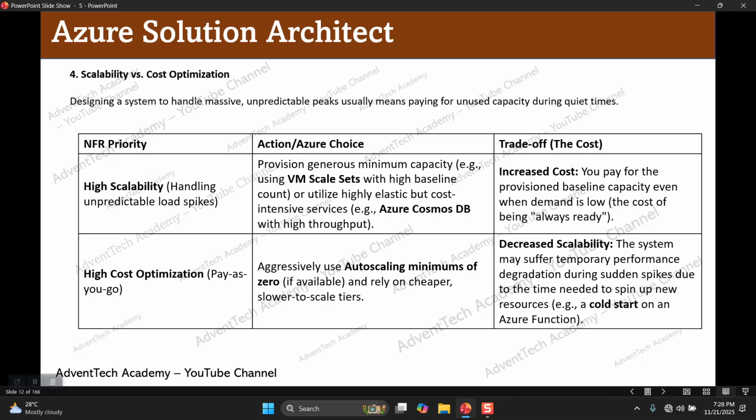If you go for high cost optimization, you can use auto scaling with a minimum of 0 and only rely on cheaper and slower to scale tiers. So the trade-off is decreased scalability. The system must suffer temporary performance degradation during a sudden spike, because the resources need to be spun up.